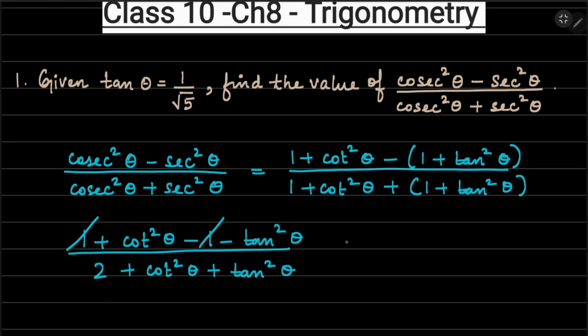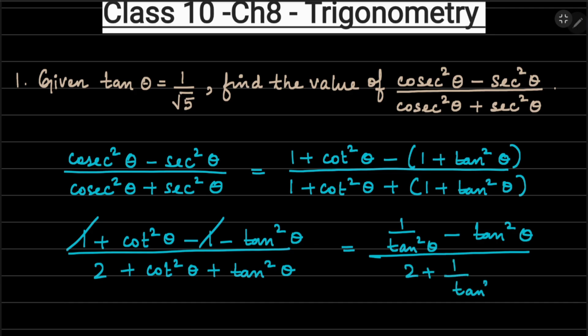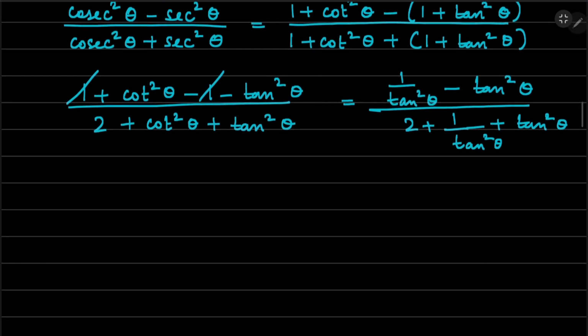How can I write cot square? So let's write whatever is left. So cot square theta minus tan square theta is left. So I'll write cot square theta is 1 by tan square theta minus tan square theta whole divided by, again 2 plus 1 over tan square plus tan square. Okay, so you can just replace.